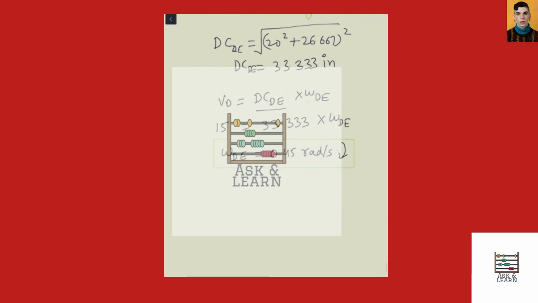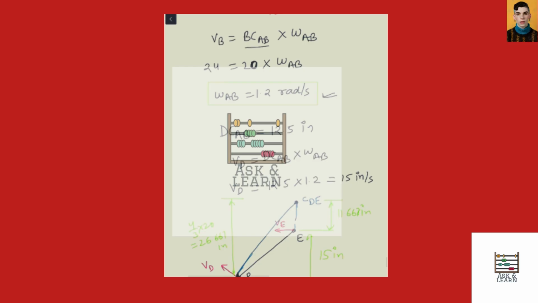Now the linear speed of point E will be equal to EC_DE multiplied by omega DE. And we have this value as 11.667 multiplied by omega DE, which is 0.45 radian per second. So from here VE comes out to be 5.25 inch per second. So this is the velocity of point E of this problem, and this direction will also be along this.